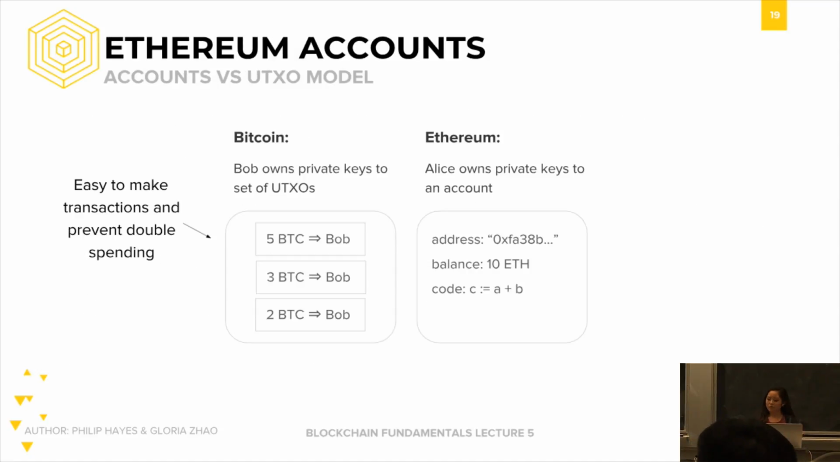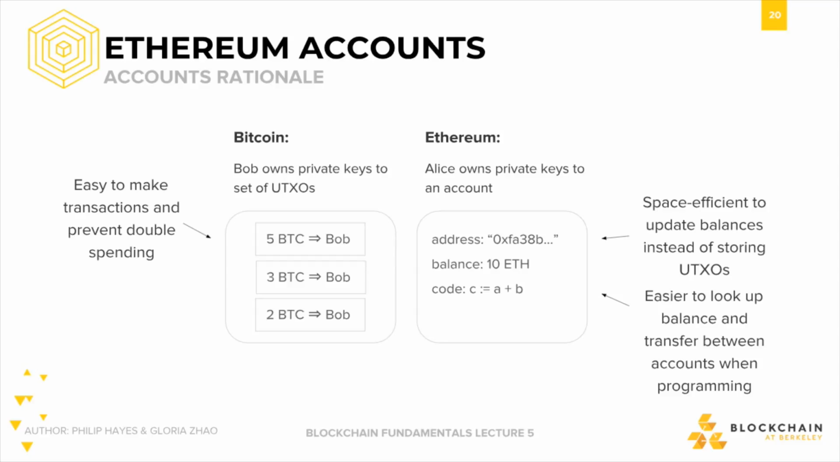So I have some explanations for everything. Bitcoin's main purpose is to prevent double spending. Ethereum: the slide says it's space efficient to update balances instead of storing UTXOs. Obviously, we store things differently in Ethereum, and it's not as simple as just saying this is the balance. But for the purpose of thinking about the two models, we'll do it this way. It's also easier to look up a balance and transfer between accounts when you're programming in Ethereum: just check the balance here, send it to the other balance and update it.